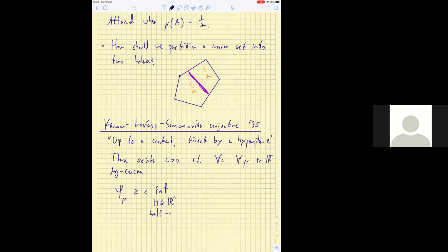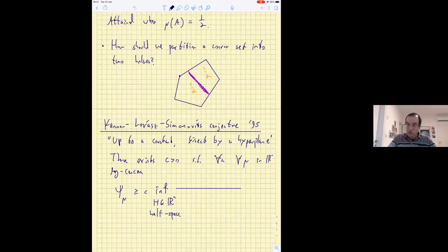How universal is your constant? 1/75. This is universal. That's the conjecture. So you should prove it with 1/75. If you do 1/76, it's still okay.